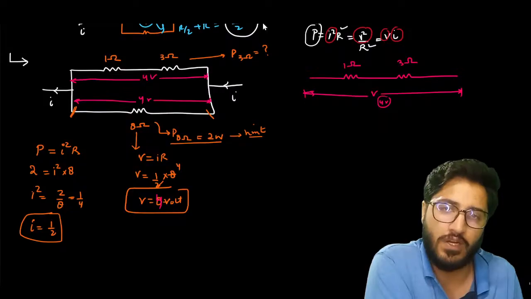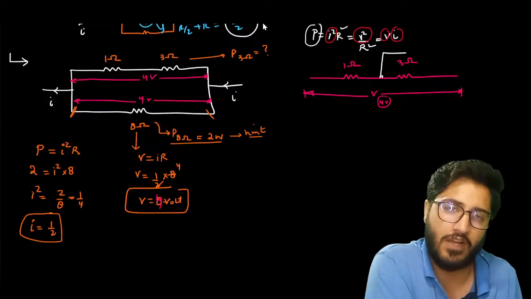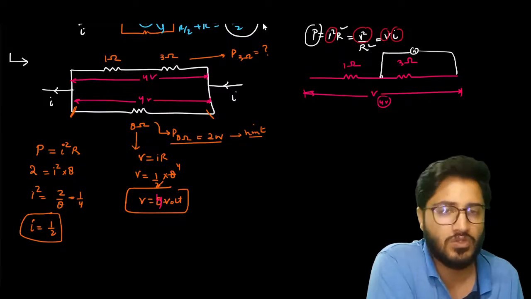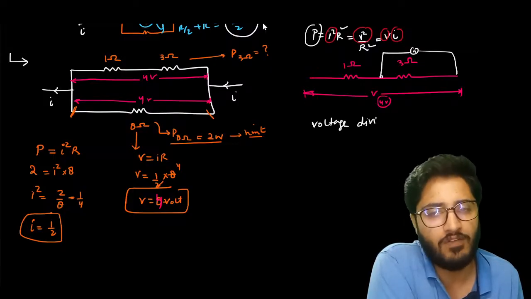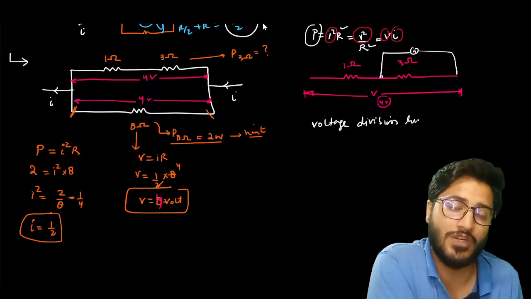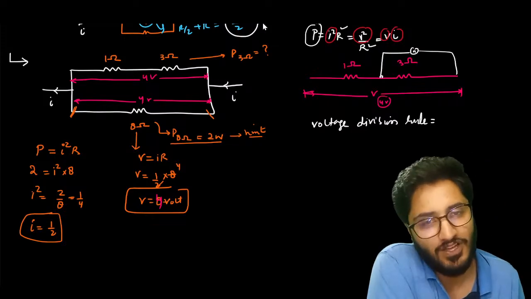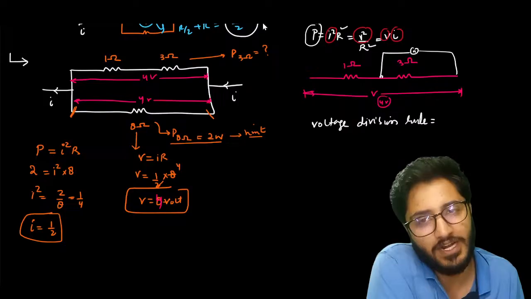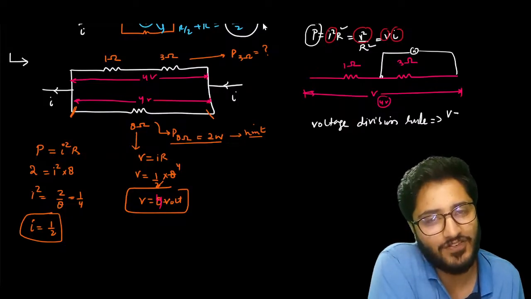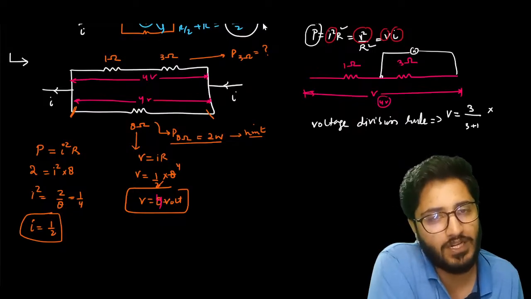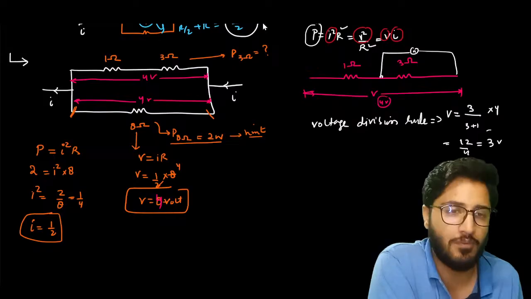I need V1. V1 across these two, now V1. So I guess I will use the voltage division rule. Sir, what is voltage division rule? Well, look, the same current will flow, na? So I will write V equals 3 divided by 3 plus 1, into 4. It will be 12 by 4. It is how much? 3 volt.